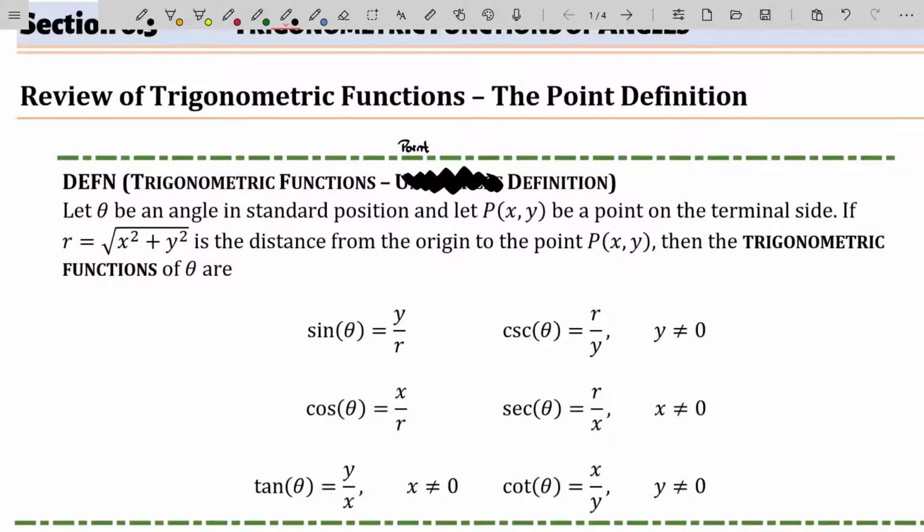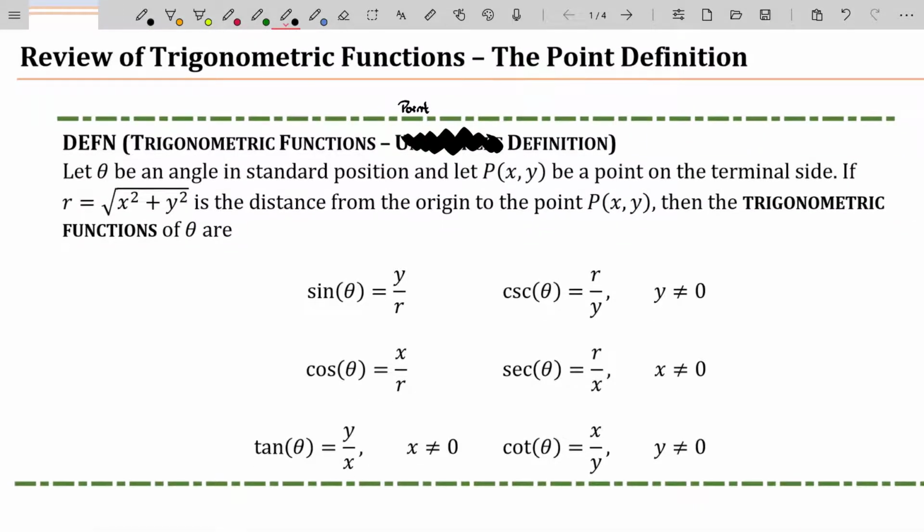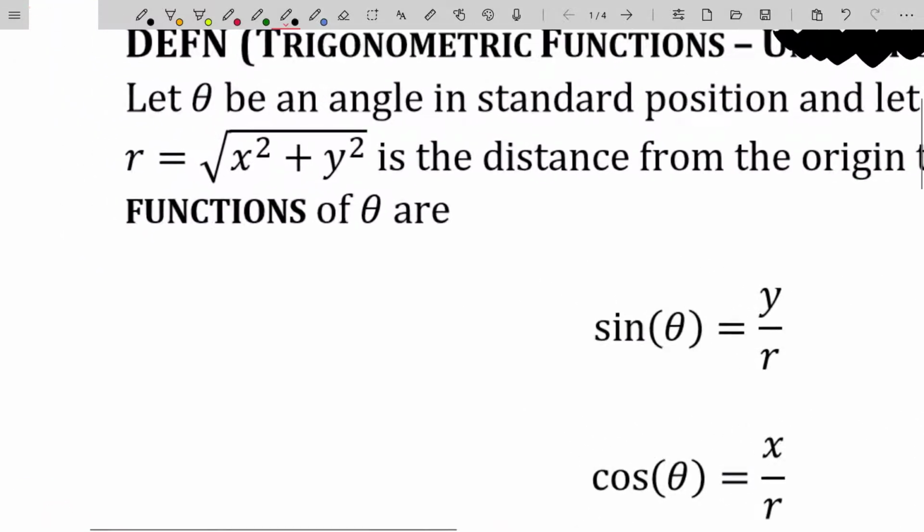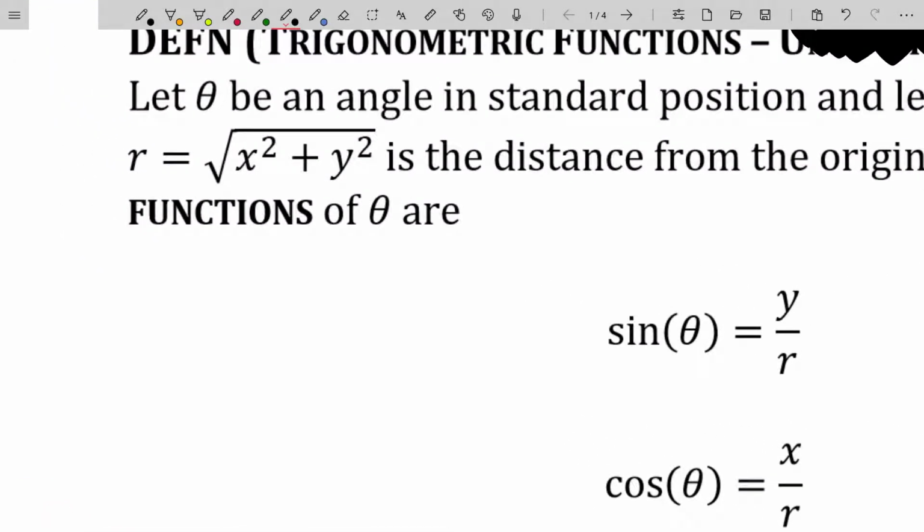So point definition and unit circle are so close to each other that I usually cover the point definition when I talk about the unit circle definition. Let theta be any angle in standard position, and P, the point (x, y), be a point on the terminal side of theta. If we allow r to be the square root of x squared plus y squared, if you notice, that is actually just the hypotenuse of a right triangle.